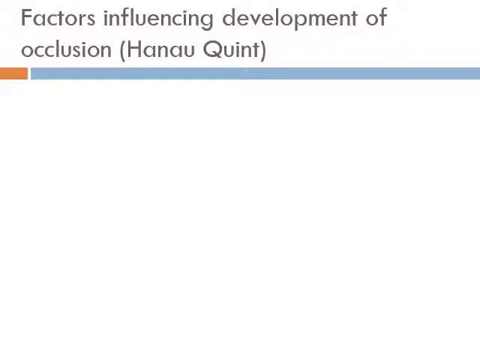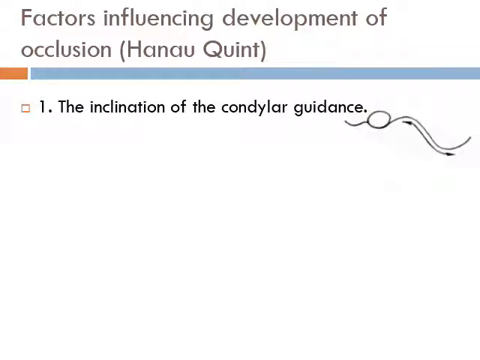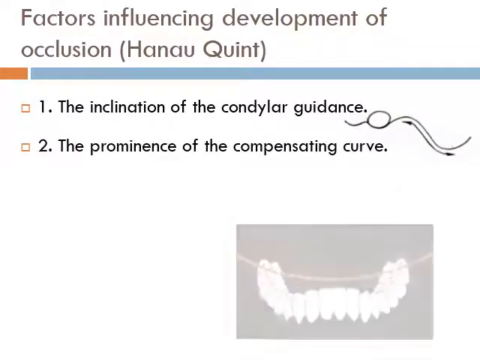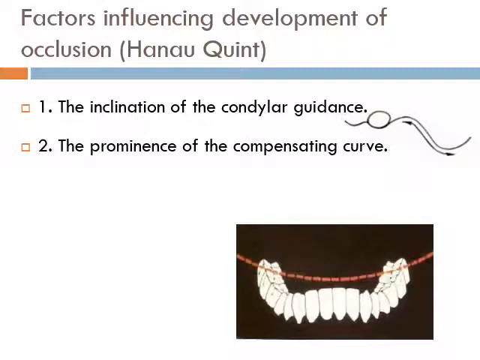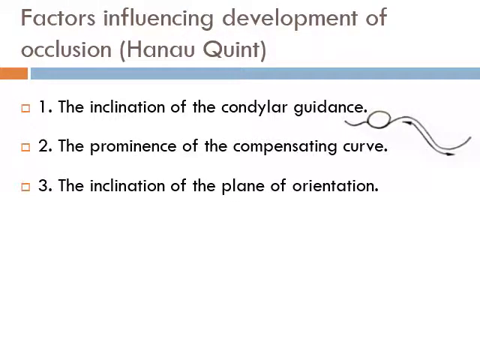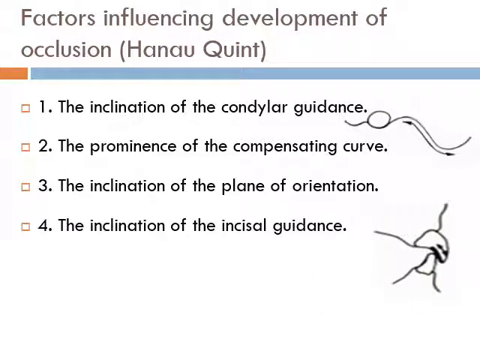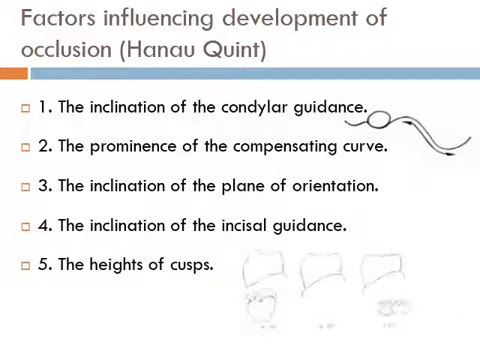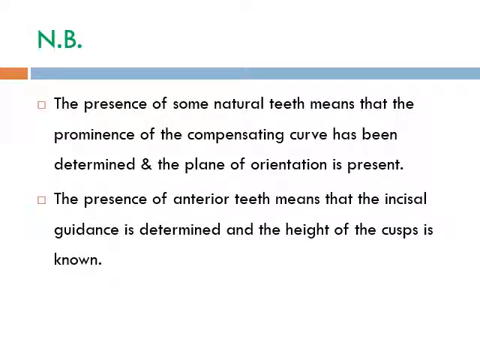Factors influencing the development of occlusion: inclination of the condylar guidance, and so on. They are five factors: condylar guidance, compensating curve, inclination of the occlusal plane orientation, inclination of the incisal guidance, and the height of the cusp. The presence of posterior natural teeth means that the prominence of the compensating curve has been determined and the plane of orientation is present. The presence of the anterior teeth means that the incisal guidance is determined and the height of the cusp is known.